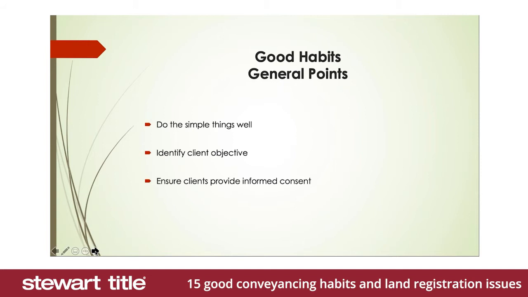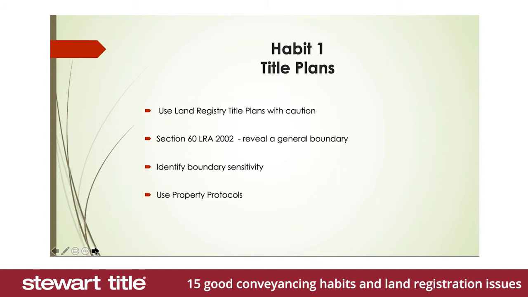We'll be talking about how to avoid negligence claims next week. Identification of client objective, always important, and of course making sure that clients understand what we're doing so that they can provide informed consent. Don't forget those general good habits with regard to conveyancing process and procedure.